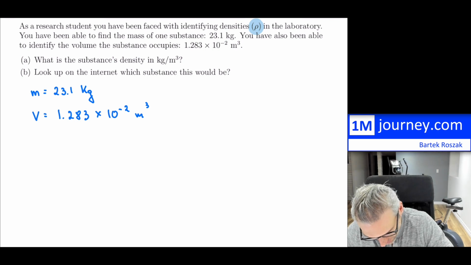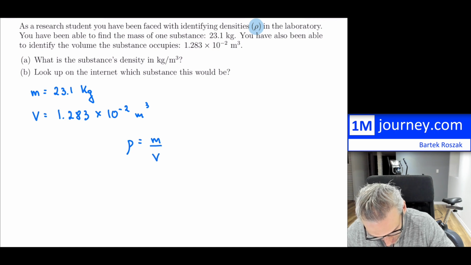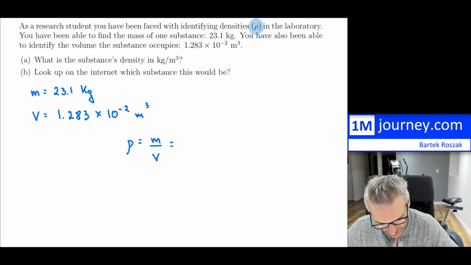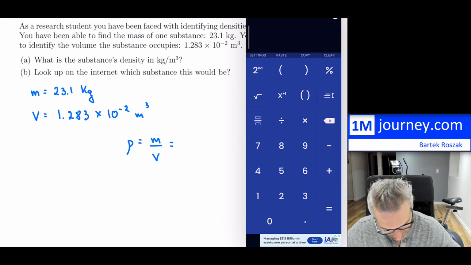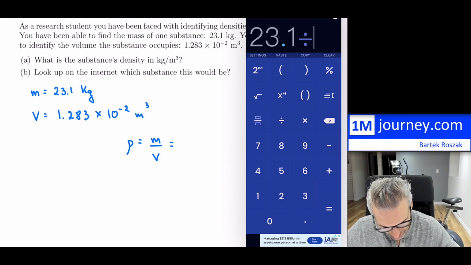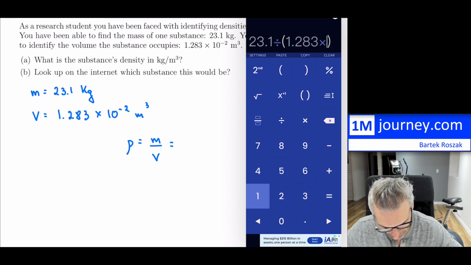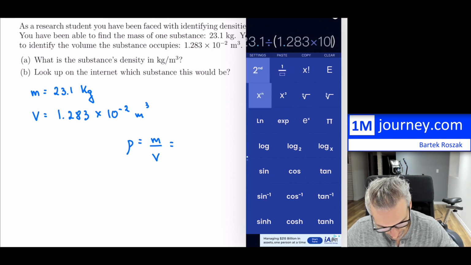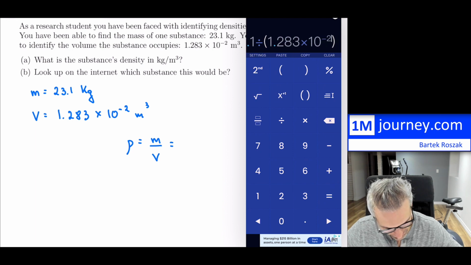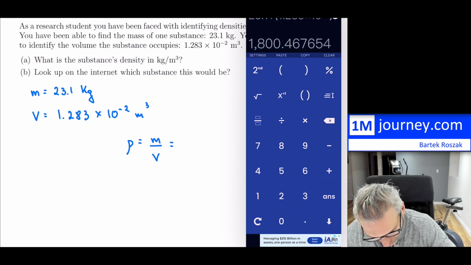All right, this one is rather simple. Density is just mass divided by volume. So that's 23.1 divided by 1.283 times 10 to the negative 2. Let's put that in. Equals, and that would be 1800, point, etc.